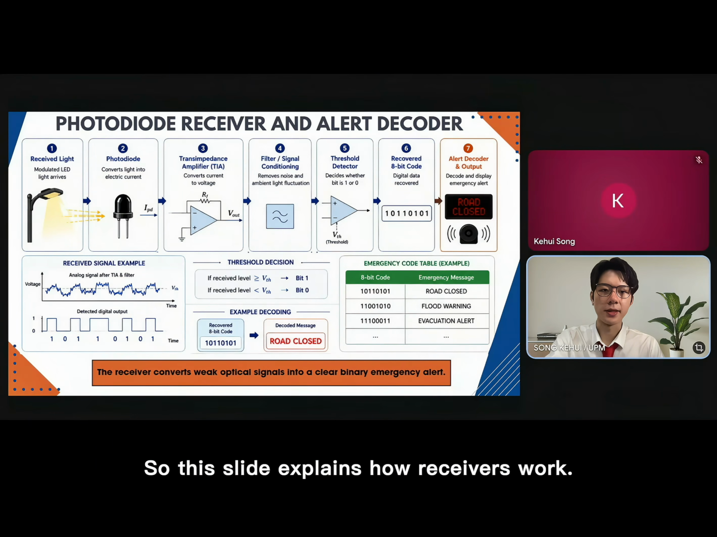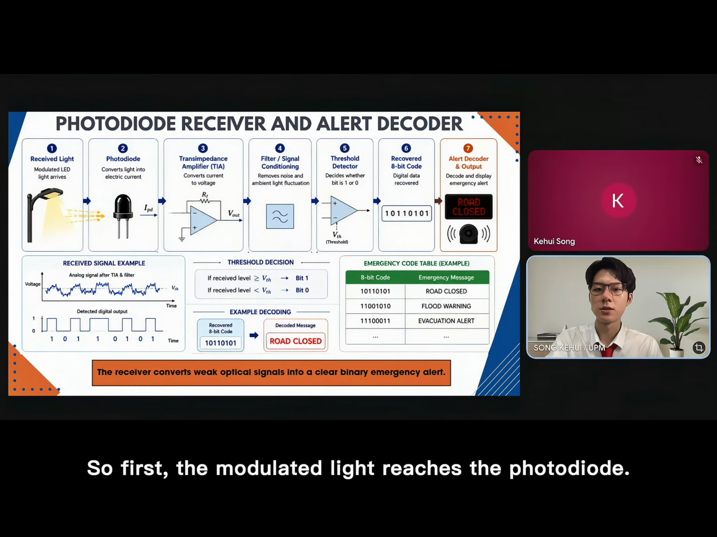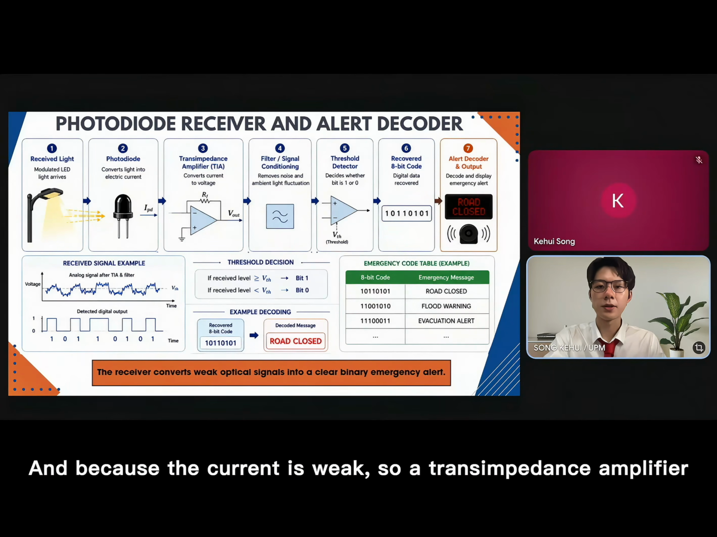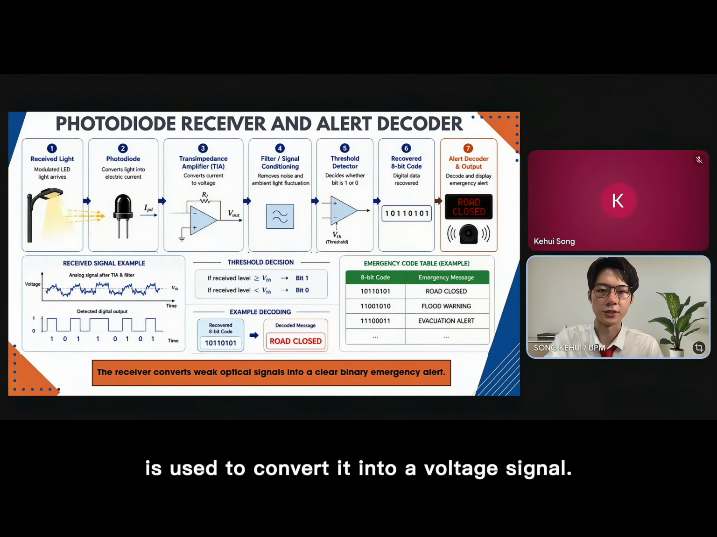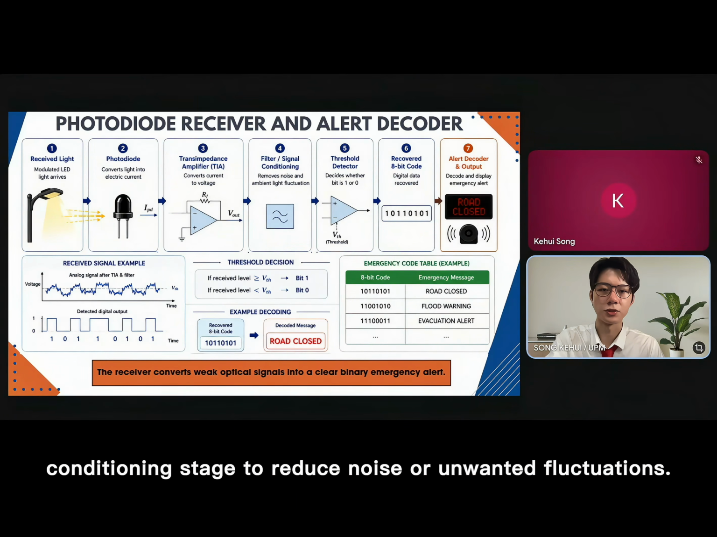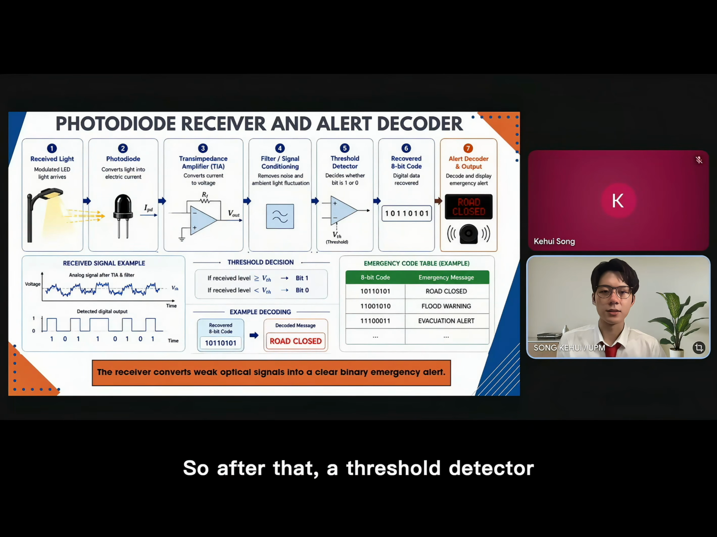So this slide explains how the receiver works. First, the modulated light reaches the photodiode. The photodiode converts the light signal into a small electrical current. And because the current is weak, a transimpedance amplifier is used to convert it into a voltage signal. Then the signal passes through a filter or signal conditioning stage to reduce noise or unwanted fluctuations. After that, a threshold detector decides whether each received bit is 1 or 0.